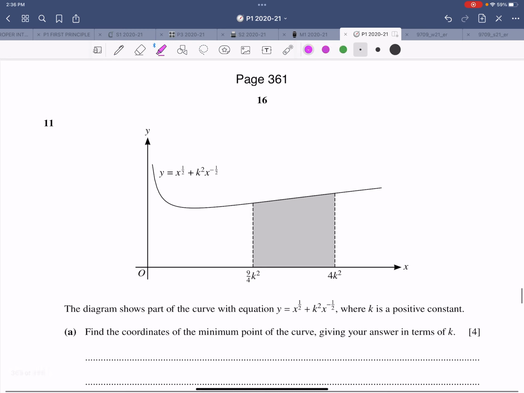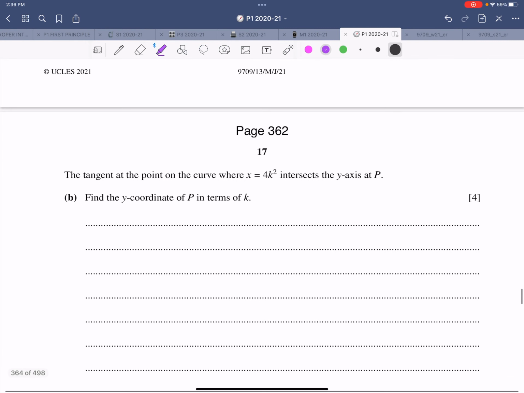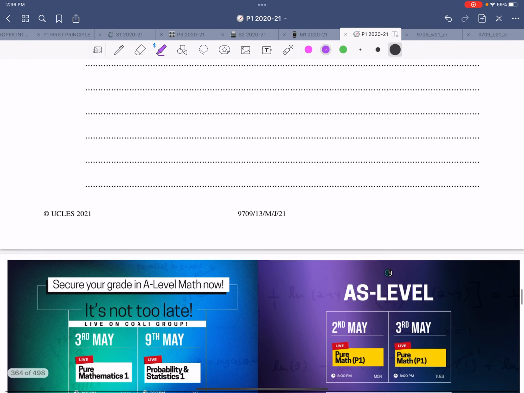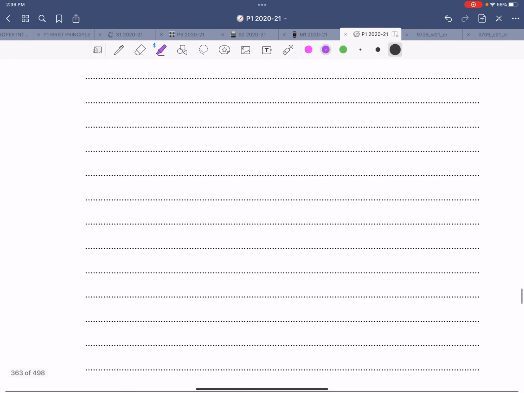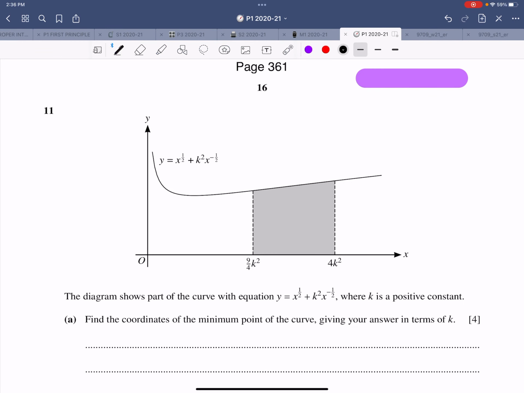What is this question all about? It looks like maxima, minima, and then something to do with tangent and shaded region and so on. So this is the last question. In this particular paper, there are 11 questions. Therefore, this is differentiation and this is integration.